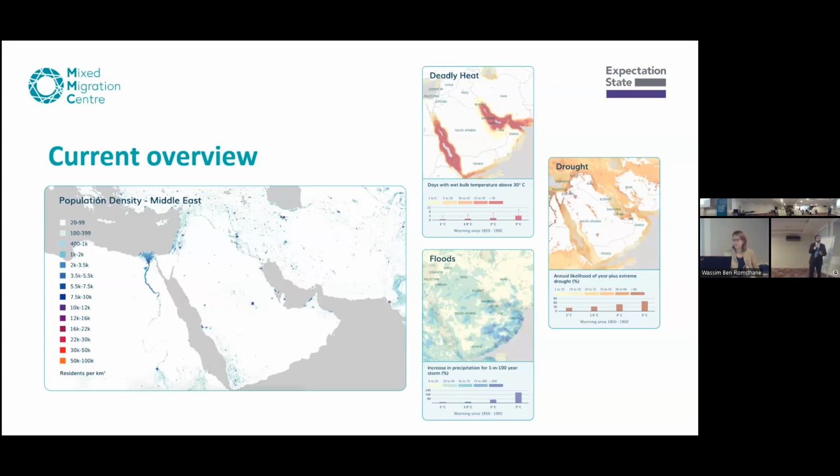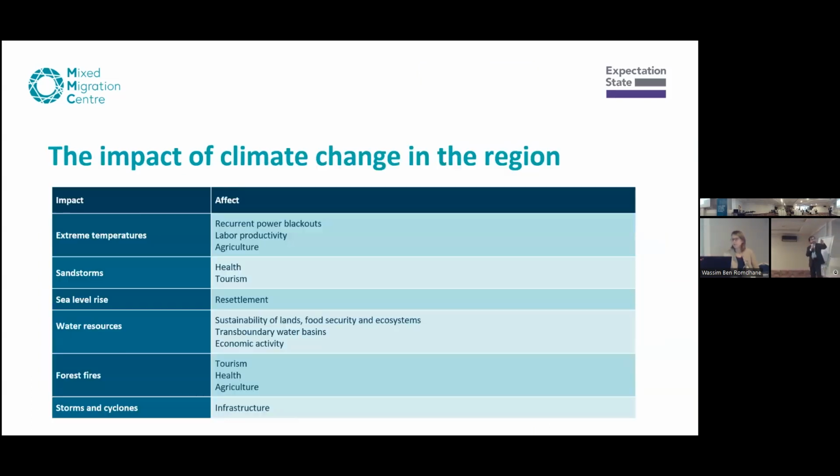In the report, we share a few maps of the impacts we envisage or that are envisaged and are related to climate change. Next, please. And I'll give a few examples here. So we expect extreme temperatures. How would that impact people or affect them? We will see recurrent power blackouts, and we saw that in Iraq when temperatures had risen to great levels. It affects labor productivity. So we talk about economic development, but again, with climate change, it will bring the labor productivity down. It will affect agriculture, and it's already doing so.